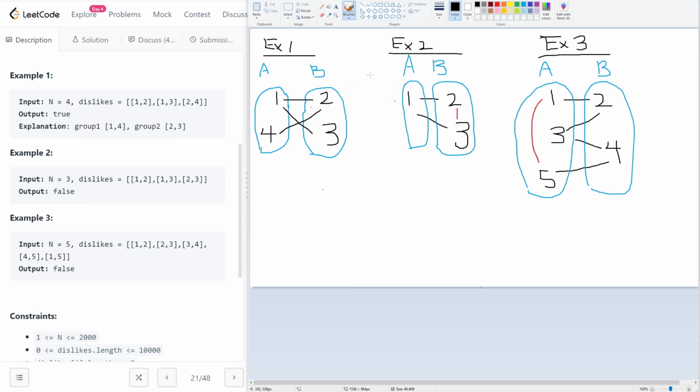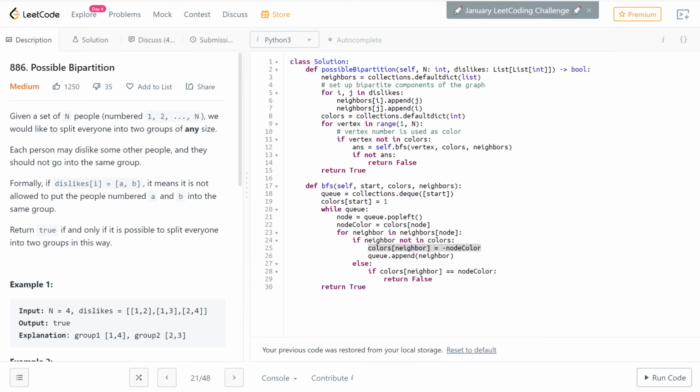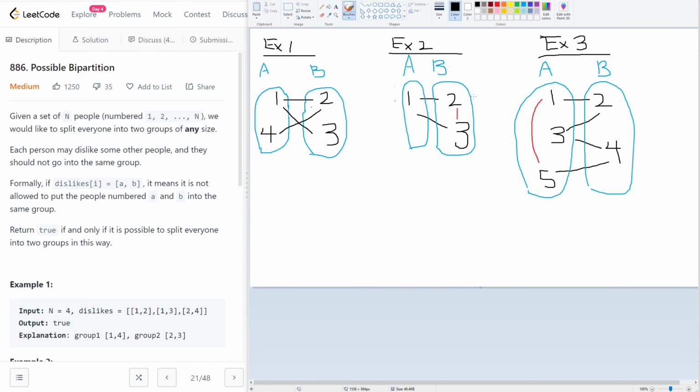So if we look here, we're coloring. You can see that 1 and 2 are separate colors, 2 and 4 are separate colors, 1 and 3 are separate colors. 1 and 4 are one set of colors, 2 and 3 are another set of colors.